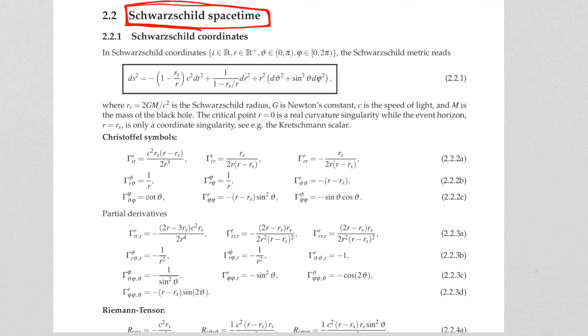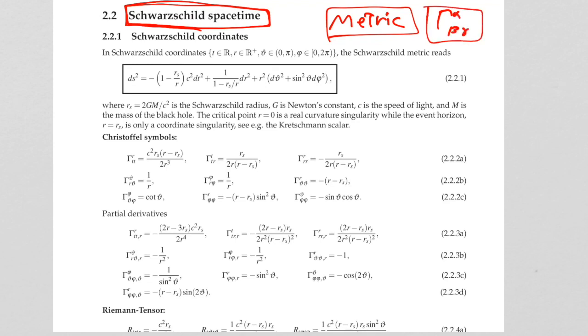So what we're looking for is we need the metric, right? We are looking for the metric, because from the metric we will develop the connection, and from the connection we will develop the geodesic equations. So we start with the metric, and there it is.